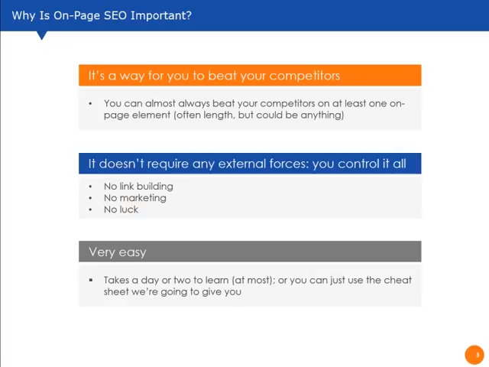And most of all, on-page SEO really is very easy. It takes a day or two to learn, or you can at least just use our cheat sheet that we're going to give you here in a little bit. So it's in your control. You can look at what your competitors are doing, and if they're only writing 1,500 word articles, one simple thing you could do is write a 3,000 word article, and there you've beat them on at least one on-page SEO element.